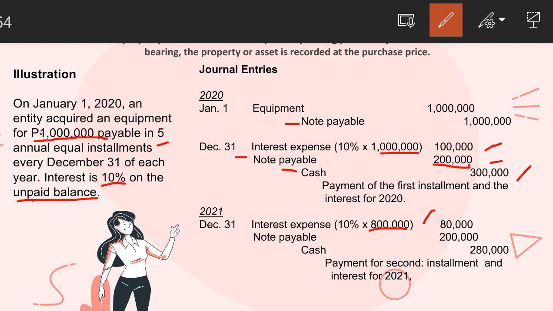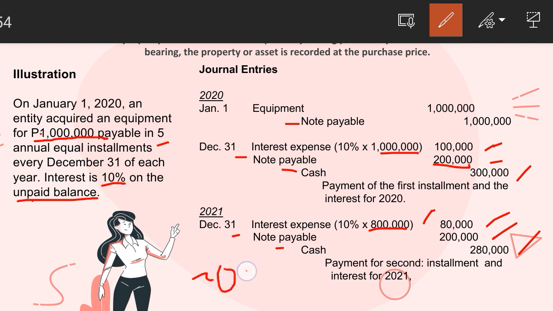So, 10%, mao na lang unpaid balance nimo 800. So, we're gonna have 80,000. Our note payable, imong note payable, pila imong note payable, 800,000. Note payable nimo, we will pay 200,000 kasi equal installment man, and the cash will be 280,000 because there is a payment for second installment and interest for 2021.